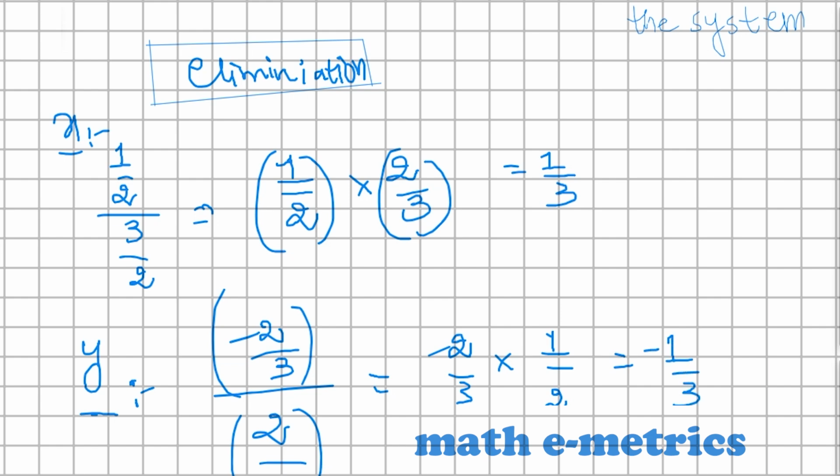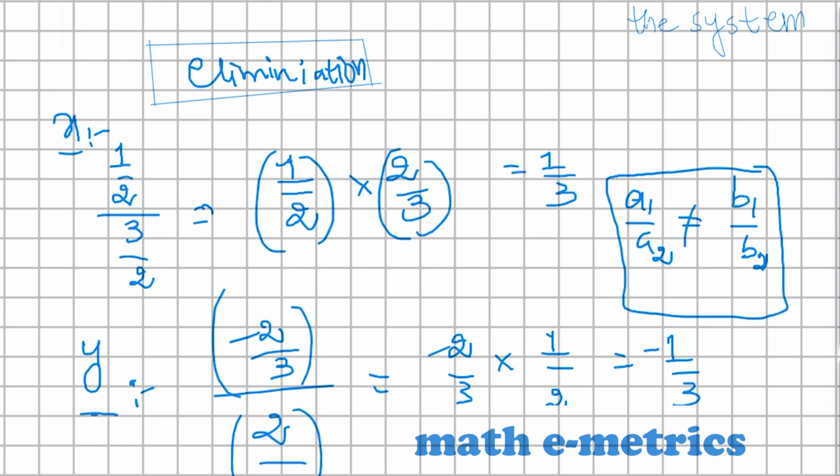Okay. Are these ratios equal? No, so a1 by a2 is not equal to b1 by b2. So how many solutions? You would have one solution here. One solution. Yeah.